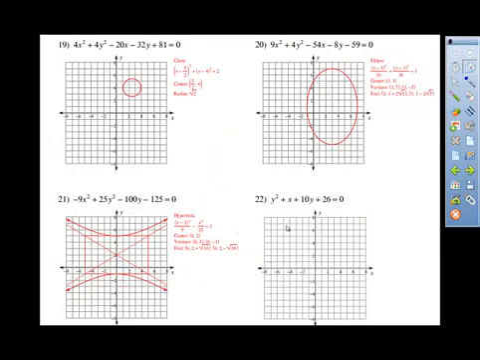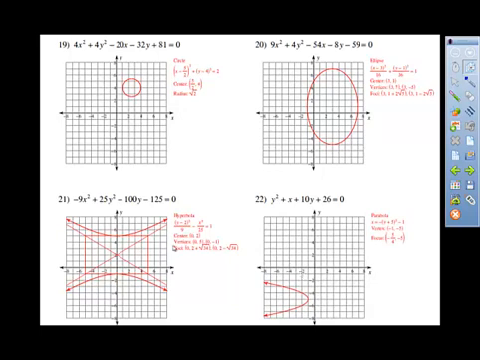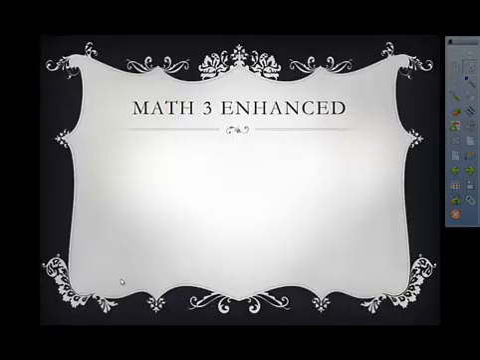Okay. All right. So 22 is the last one. What do you guys think this one is? We have one squared variable, so that means that's going to be a parabola. Okay. All right. So that's it for this portion. But if you guys want to continue with the Math 3 Enhanced, then we'll move on.